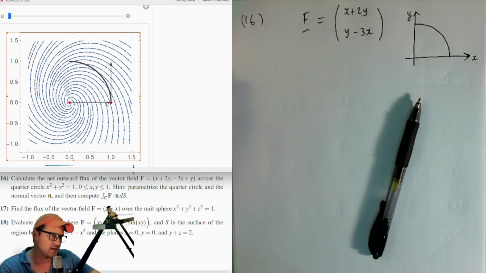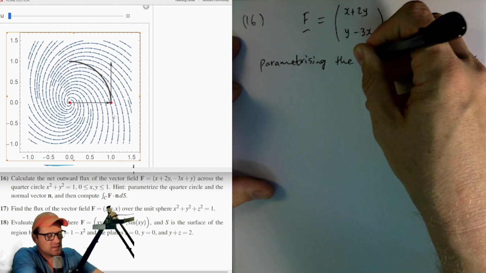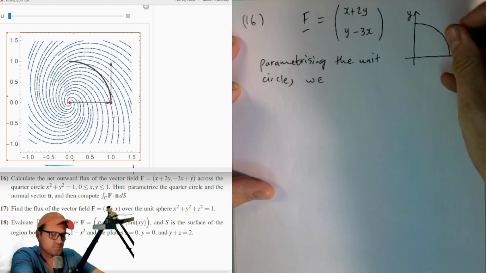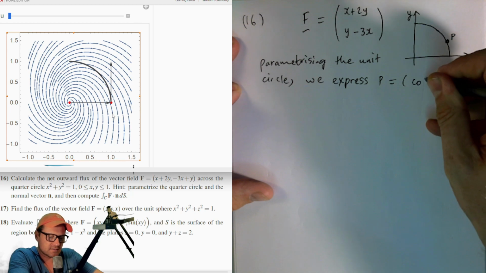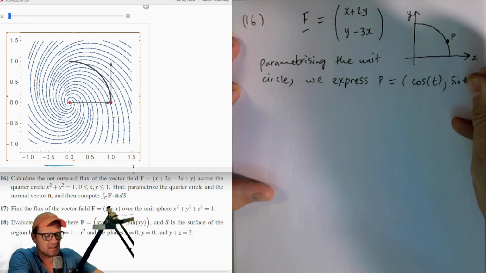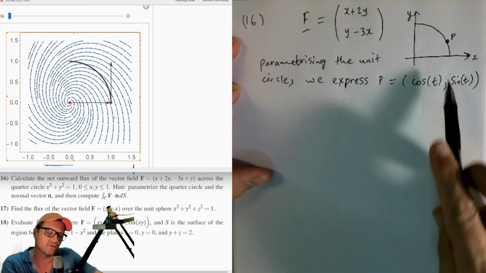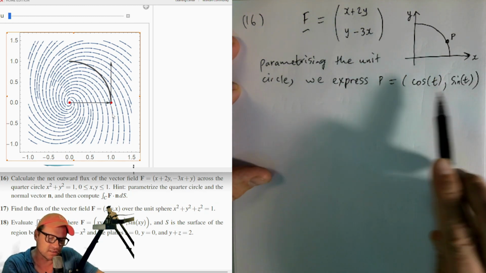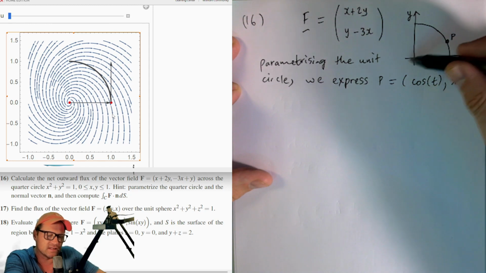So this arrow here is the arrow from the origin to that point, and so let's call that r of t. It's a vector. So parameterizing the unit circle, we can express a given point p as cos of t, sine of t. So any point on this unit circle, there corresponds a t for which that point can be expressed as cos of t, sine of t. And you can see this clearly from letting t be this angle.